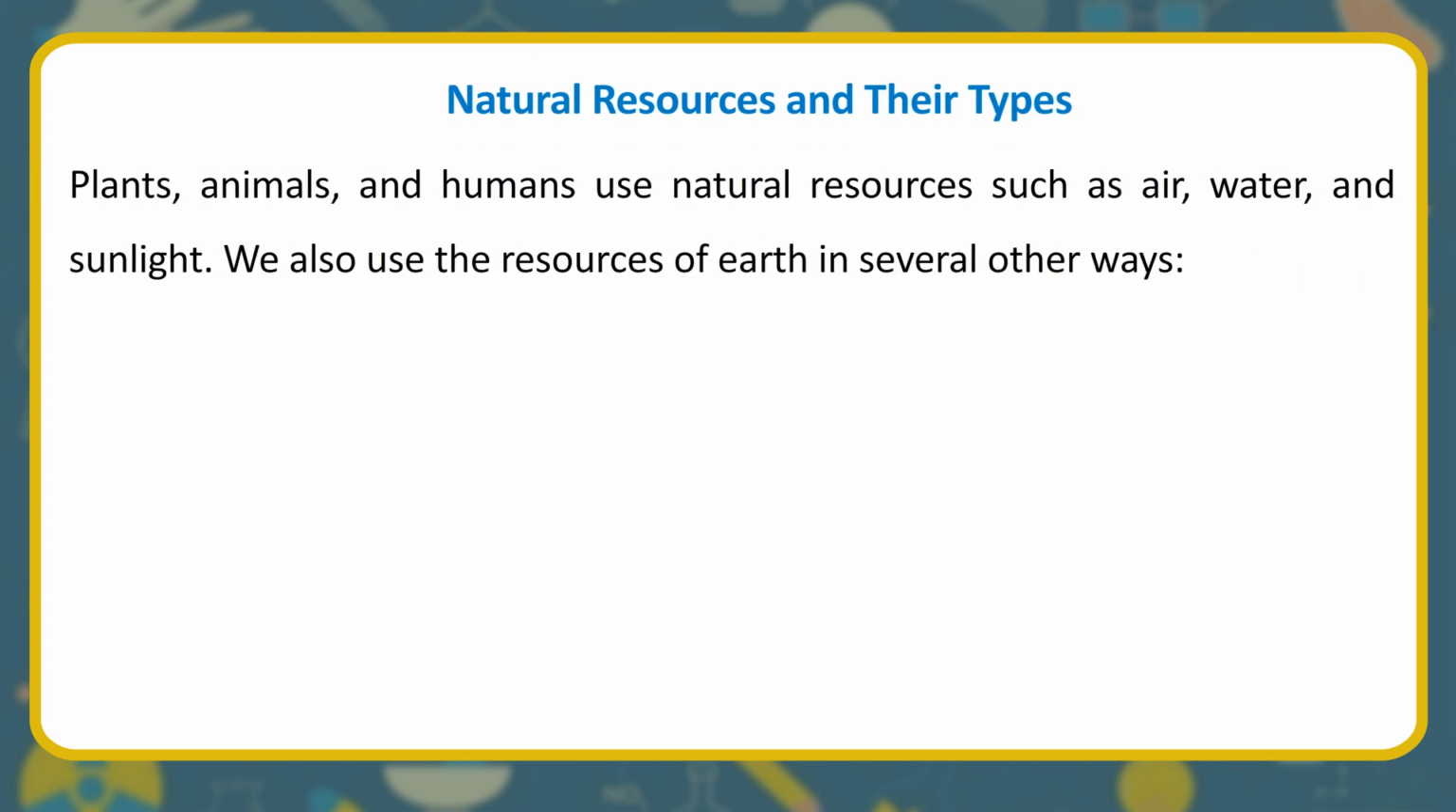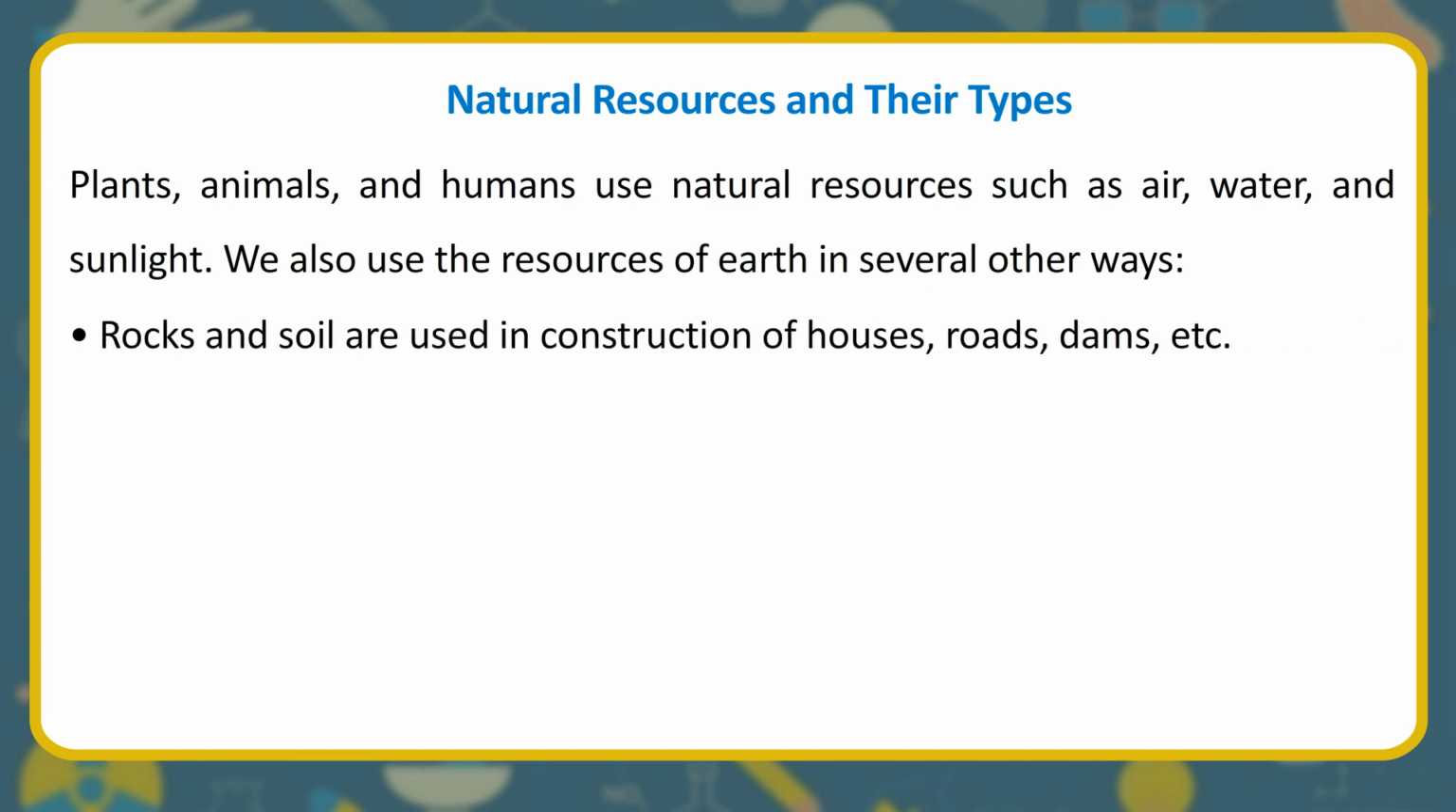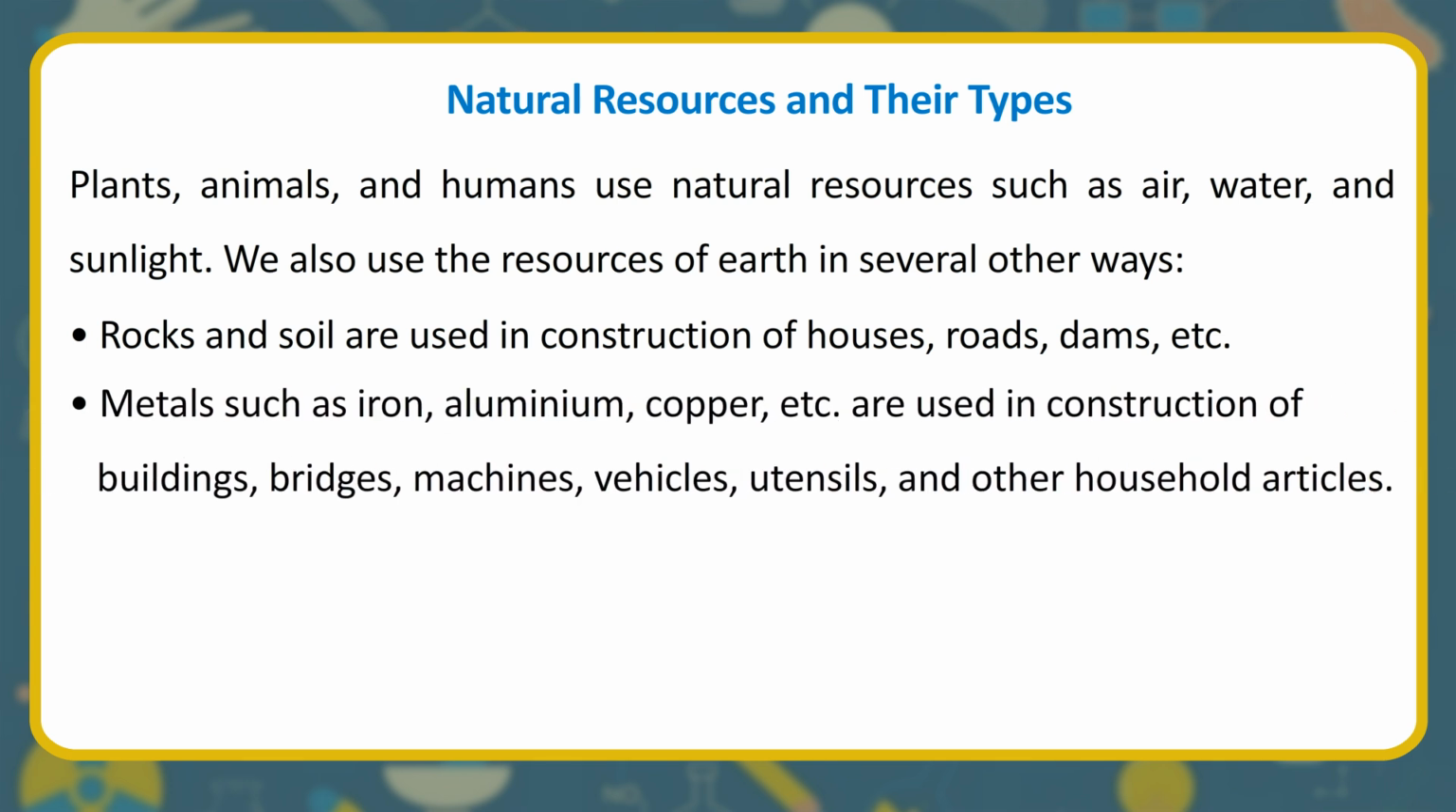Plants, animals, and humans use natural resources such as air, water, and sunlight. We also use the resources of earth in several other ways. Rocks and soil are used in construction of houses, roads, dams, etc. Metals such as iron, aluminium, copper, etc. are used in construction of buildings, bridges, machines, vehicles, utensils, and other household articles.